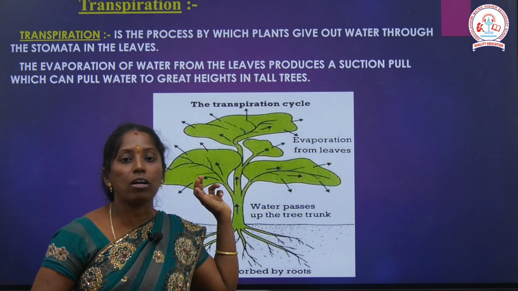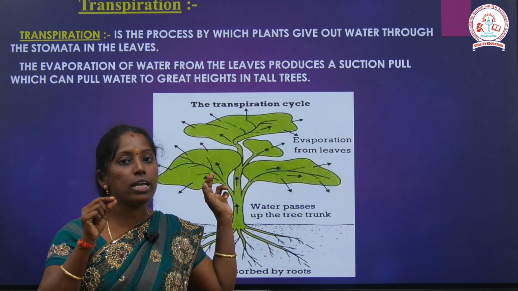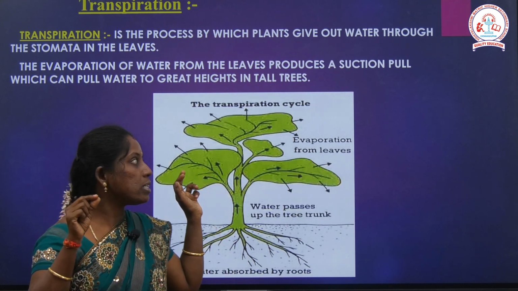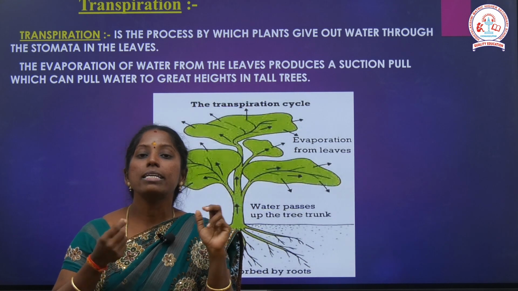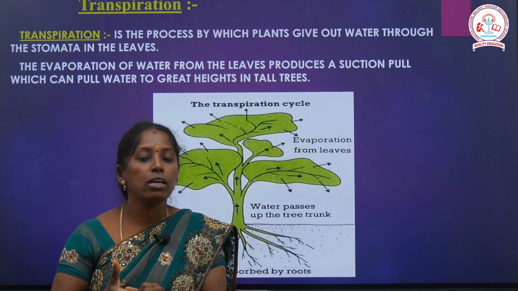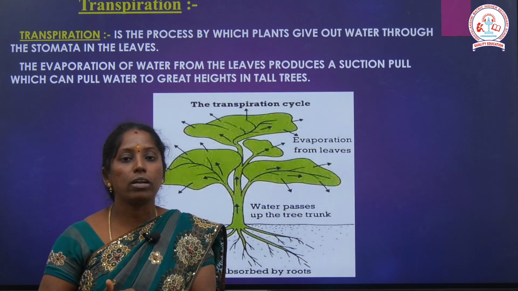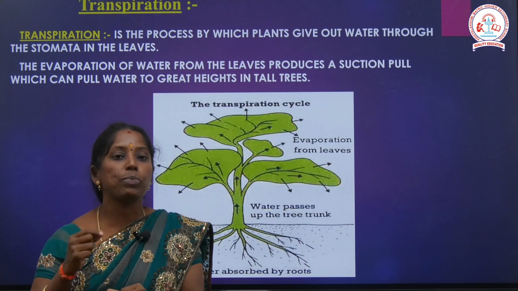Where is the stomata present? Already we know that tiny pores present in the leaves are called stomata. So this process is called transpiration. The loss of excess water given out, through which part? Stomata. This process is called transpiration.